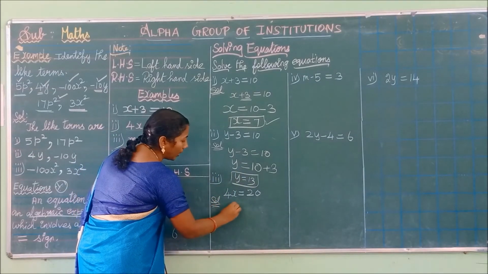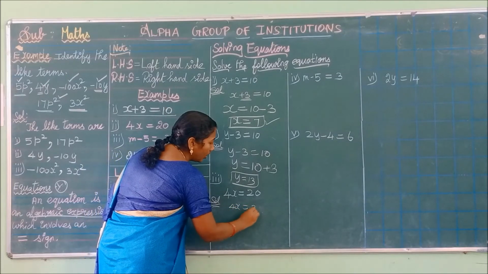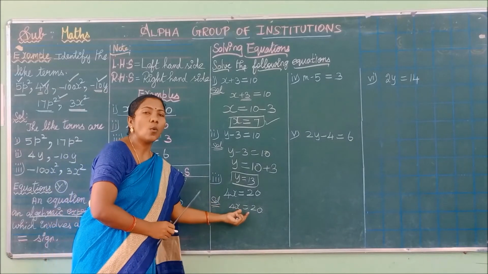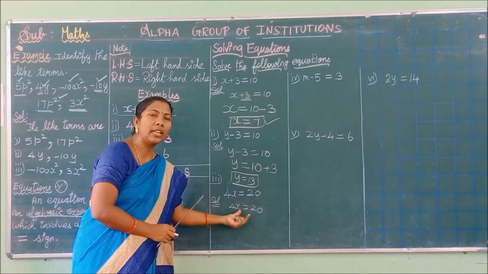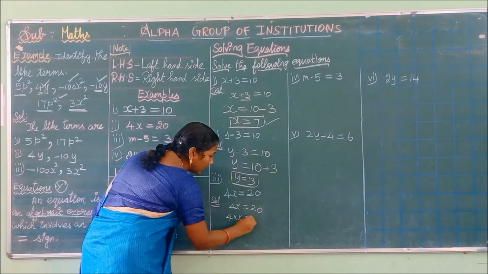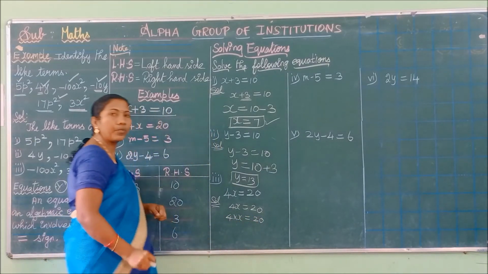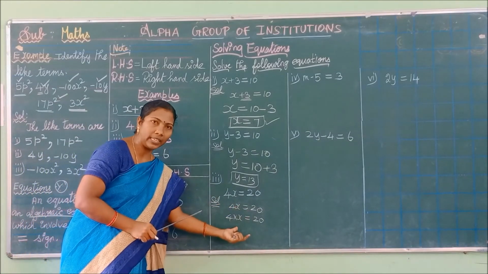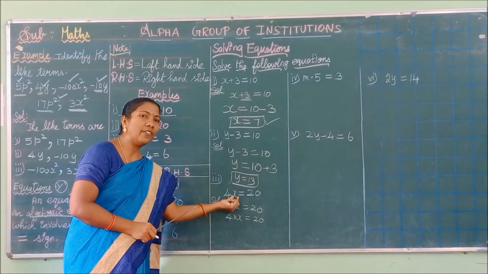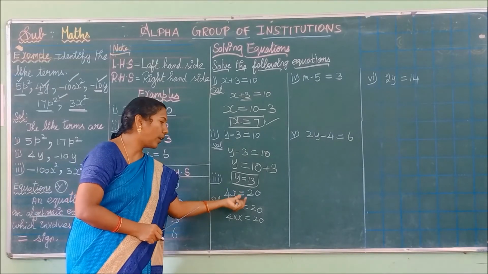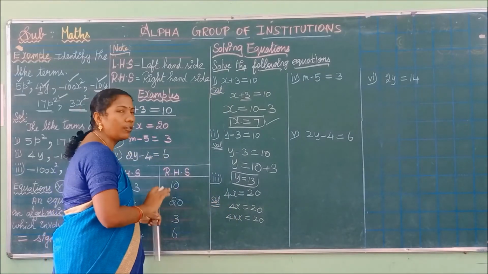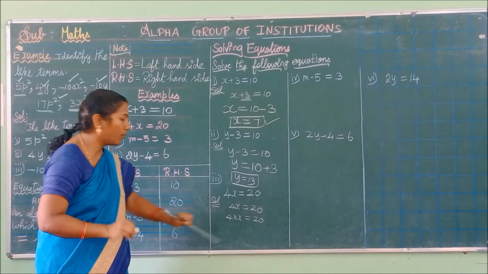4x = 20. I have already told you, if a variable is written along with a number like this, what is the operation between the variable and the number? Yes, multiplication. So 4 into x = 20. You have to rewrite this question like this. Why are we writing this question like this? Because we need to find the value of x. If you find the value of x, it is said to be solving that equation. Solving means nothing but finding the value of the variable.